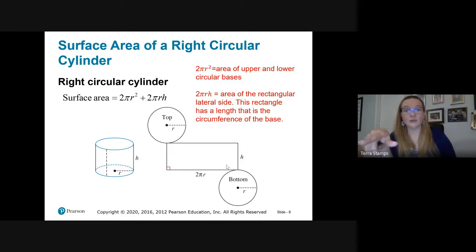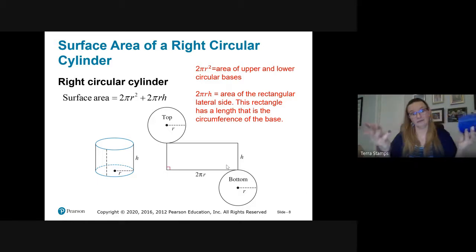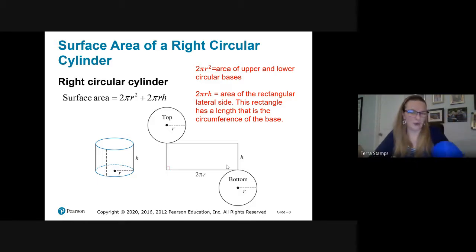So the 2 pi r squared is the area of the upper and lower bases. The 2 pi rh is the area of the rectangular lateral side. This rectangle has a length that's the circumference, and then the height is the width. So again, I like to explain the formulas so that you don't think that they're just a bunch of random things strewn together. That's one thing that's the beauty of math, is that so much of it is interconnected and is explainable that you don't have to do a lot of memorizing if you understand where these things come from.